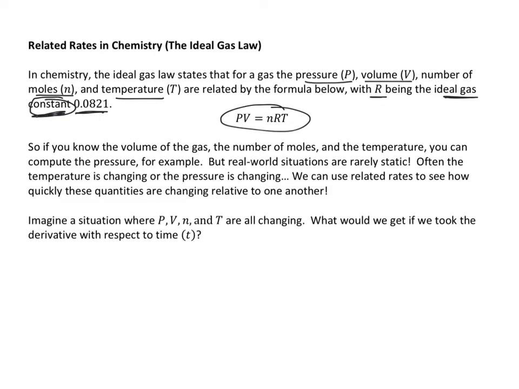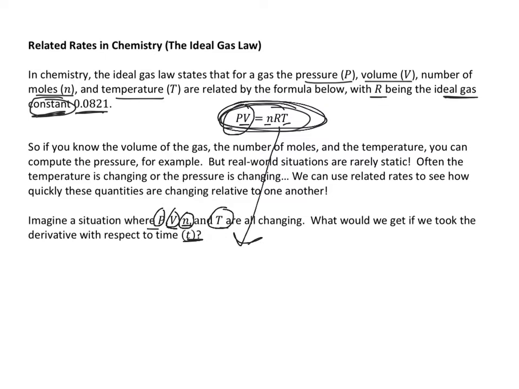Okay, so the first thing I'm going to do here is I want us to imagine the most complicated of situations, and then the example we're going to do is going to be easier than this, right? So imagine a situation where the pressure and the volume and the number of moles and the temperature, imagine that all of them are changing. So this is a system that's completely in flux. What would I get if I took the derivative of this thing with respect to t? So when I say that P, V, n, and T are all changing, it basically means P, V, n, and T would all be variables. So if these were all variables, how would I take the derivative of the left side with respect to t?